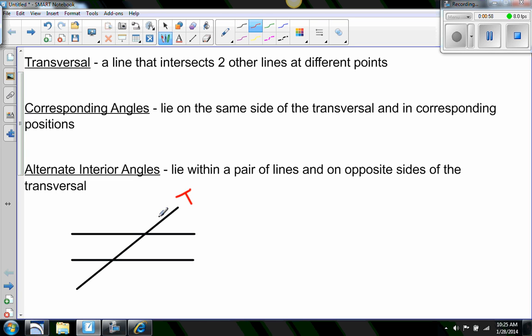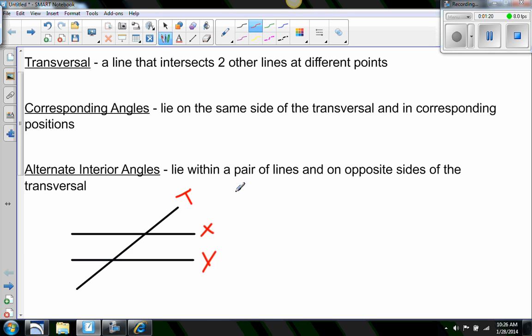And so T, I just said, is the transversal. These two lines, we'll just call them X and Y, are parallel lines. And this only works with parallel lines that are crossed by a transversal. It won't work on two lines that aren't parallel and then you try to cross them with something else. These rules will not work for that.